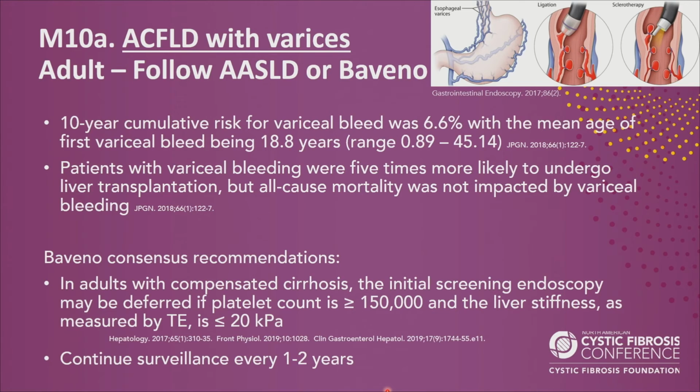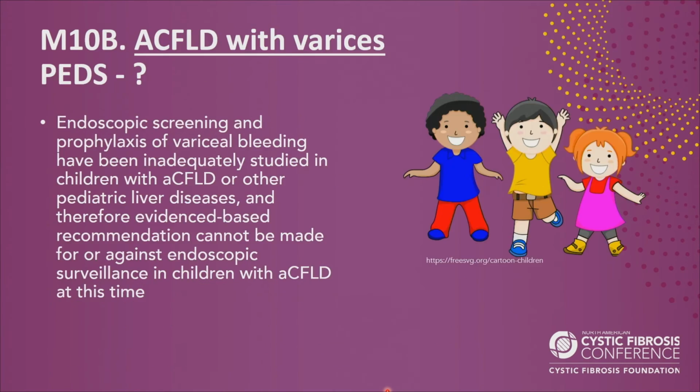And so in patients with compensated cirrhosis, the recommendation is to wait to screen if the platelet count is greater than or equal to 150,000 and liver stiffness is measured by transient elastography as less than or equal to 20 kilopascals. If these thresholds are crossed, then it is recommended to go ahead and do a surveillance endoscopy and then go ahead and do surveillance at least every 1 to 2 years. Now, for those pediatricians in the room, unfortunately, we still don't have any recommendations for you. There's nothing in the literature to tell us what to do.